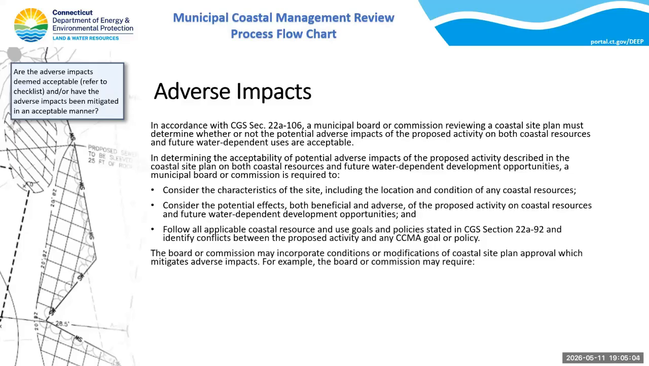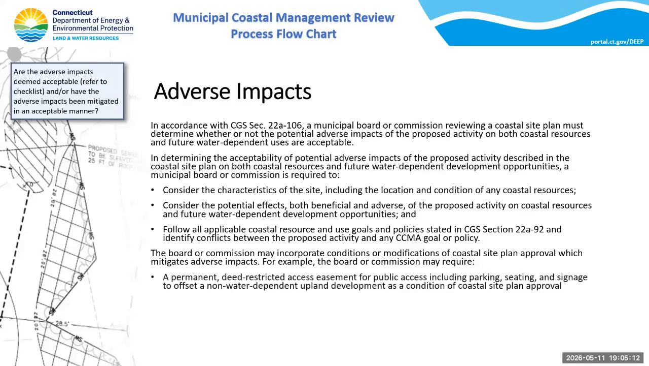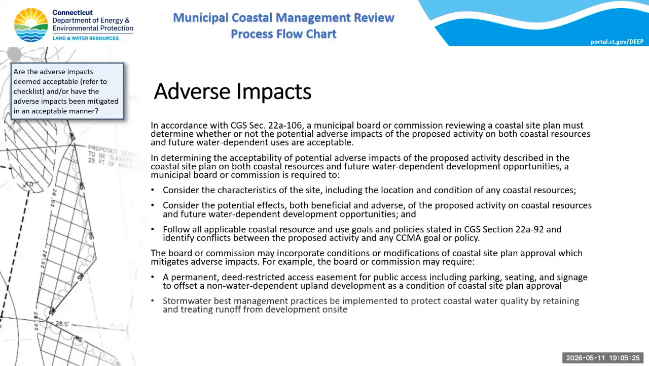The board or commission may incorporate conditions or modifications of coastal site plan approval which mitigate these adverse impacts. For example, the board or commission may require a permanent deed restricted access easement for public access, including parking, seating, and signage to offset a non-water dependent development as a condition of the coastal site plan approval.